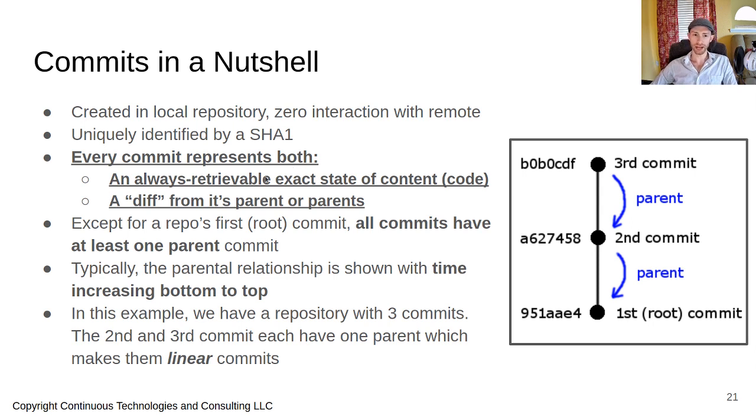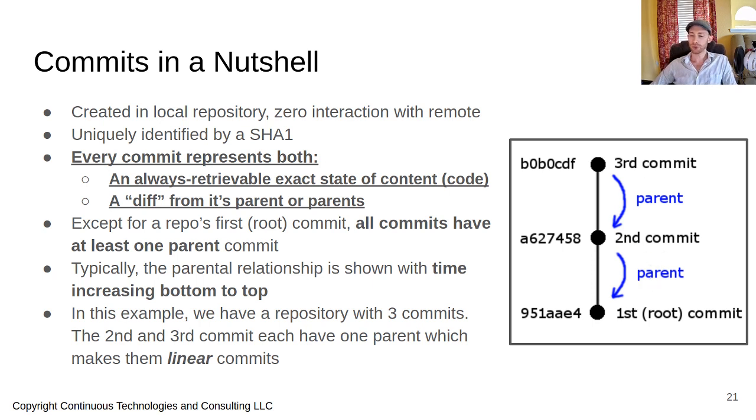It's important to note that every single commit represents more than one thing. Of course, it's an always retrievable exact state of code that we can always check out to. We could git checkout to this state, git checkout to this state, and so on. But it also represents a difference from its parent or parents. So you can see over here on the right that we have 3 commits, and the second commit's the parent of the third, and the first commit's the parent of the second.